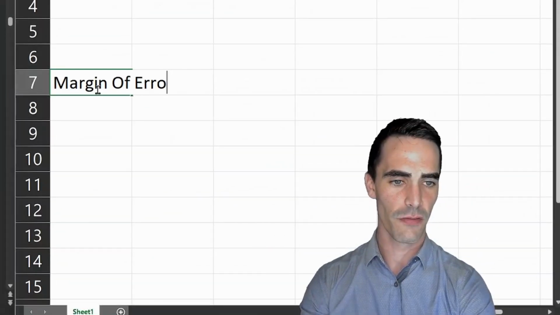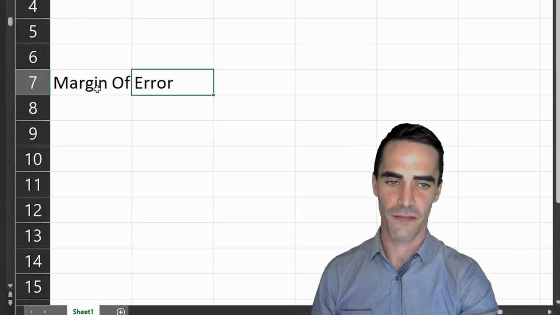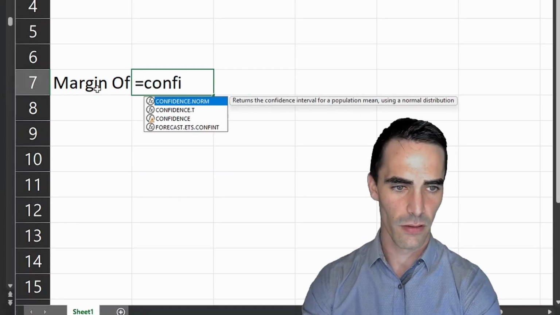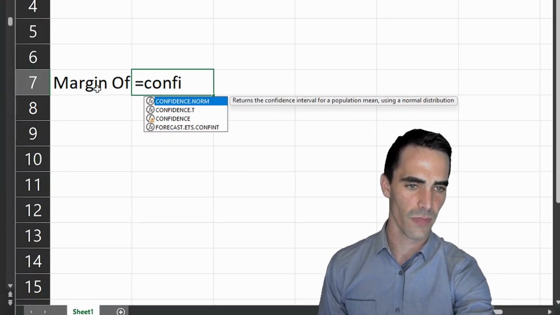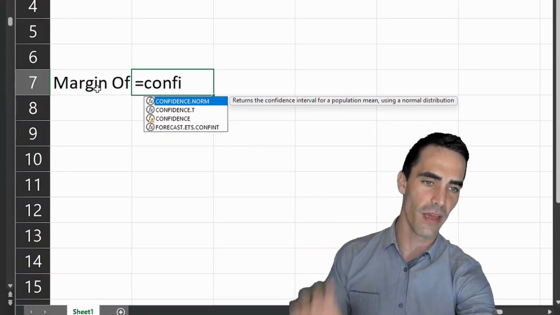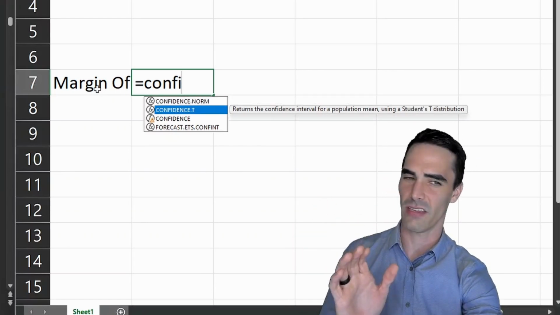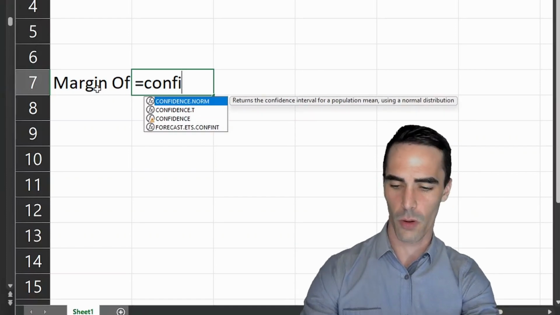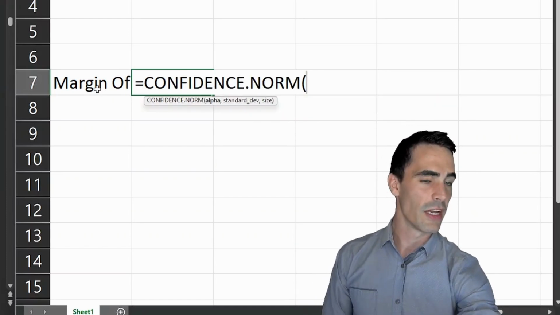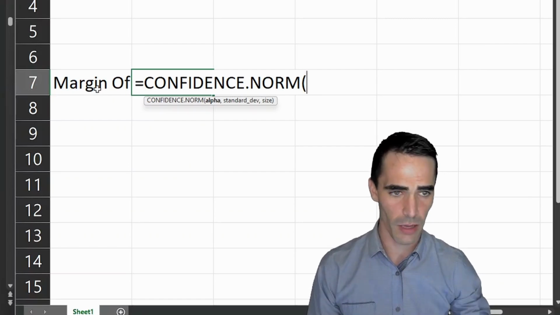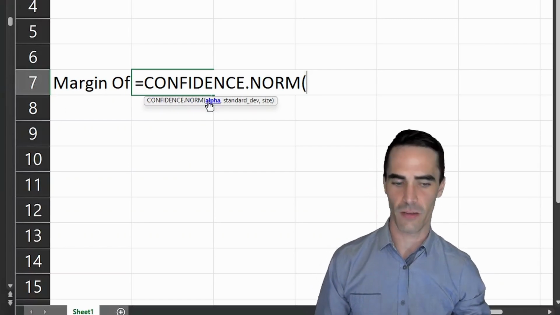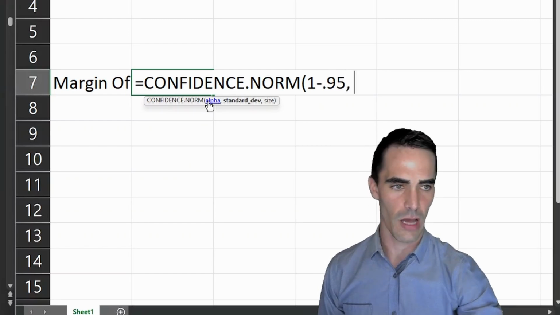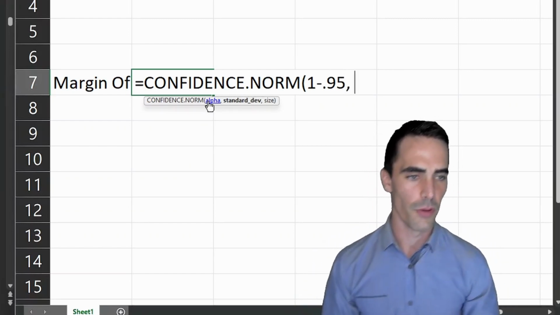Looking at the margin of error, which is that fancy epsilon character, it looks like I should be using confidence. As you type, you'll see it will recommend confidence.norm, confidence.t, confidence, and then the other one down below. We want to do .norm because we're doing normal distribution. And I should have a couple inputs. Again, Excel will recommend, it says alpha, that's 1 minus beta. So I'll write 1 minus 0.95, comma, or you can type in 0.05.